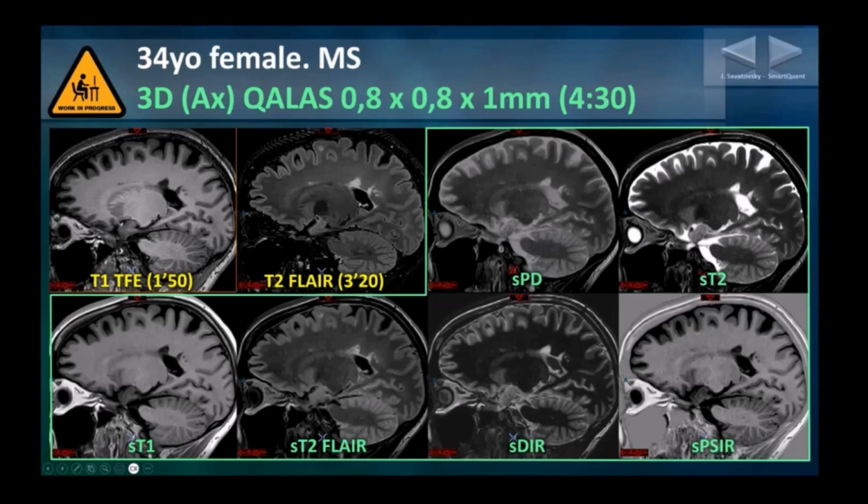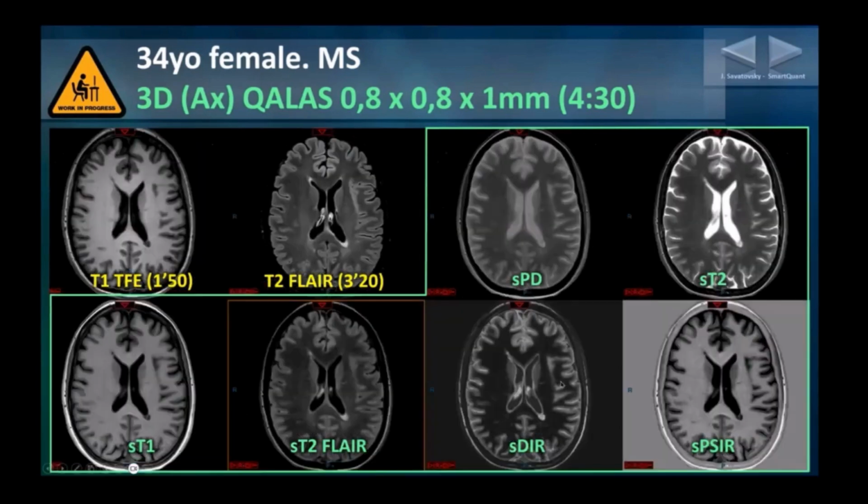So this is an example of a 34-year-old female with MS, and those are the conventional data sets for you to compare and for you to see that we do not lose any MS lesion with the synthetic weightings, and in addition to the regular weightings that can now replace all the regular conventional sequences, you have all those additional weightings: 3D proton density, 3D T2, 3D PSR, and 3D double inversion recovery.